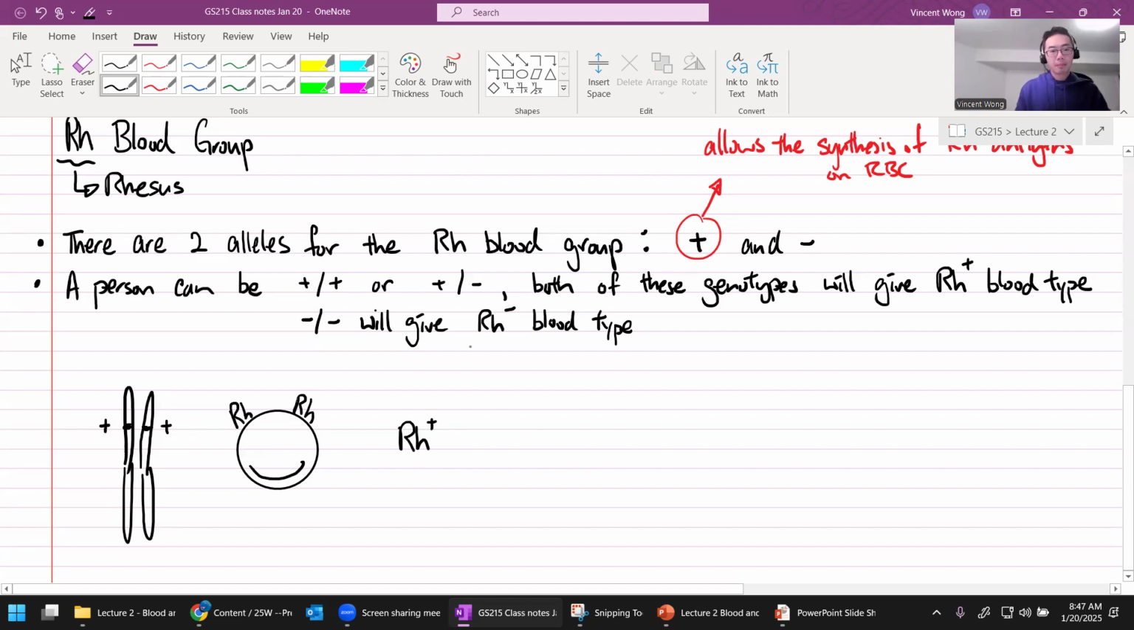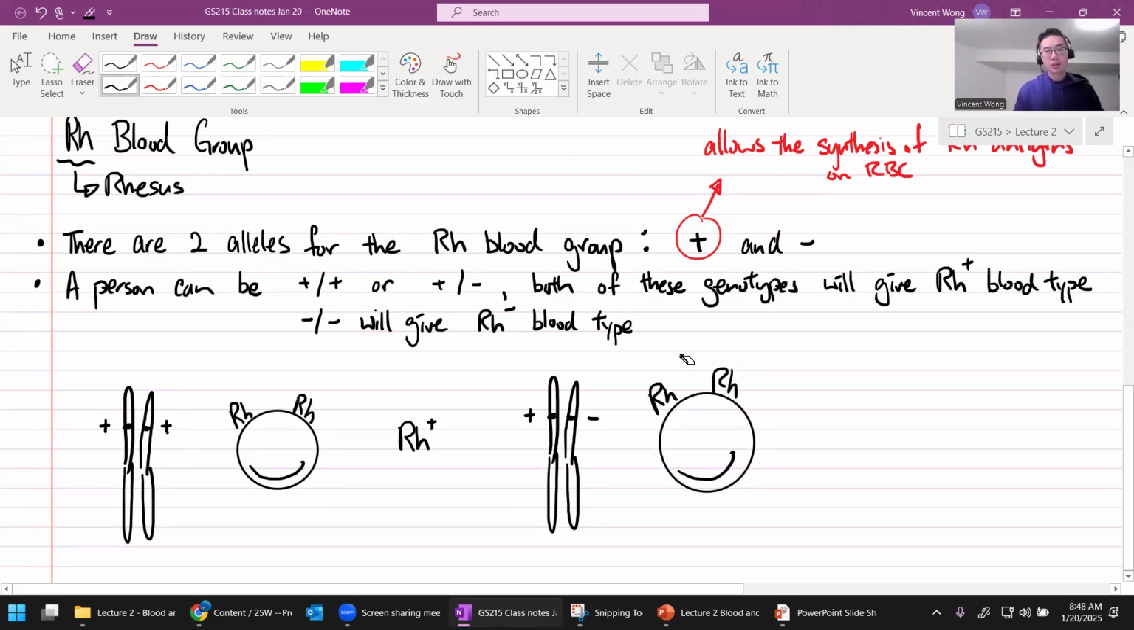Okay. But then, like I said, you don't necessarily need to have two copies of the Rh positive gene. You can just have one copy that's positive and the other is negative. So this one will not make Rh for you, but it doesn't matter because the other copy will make Rh for you, right? So if you look at the red cells of the person, there will still be Rh on the surface because of that copy.